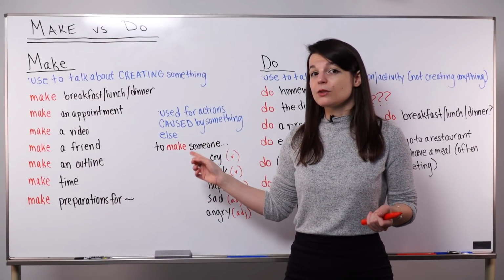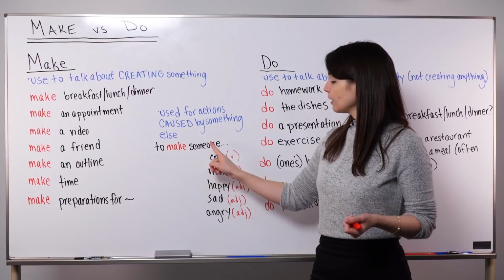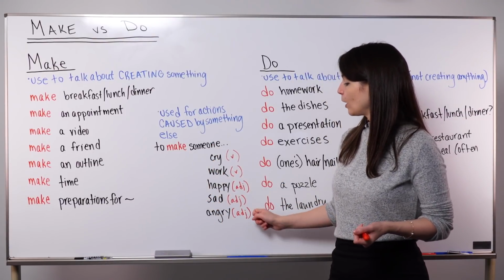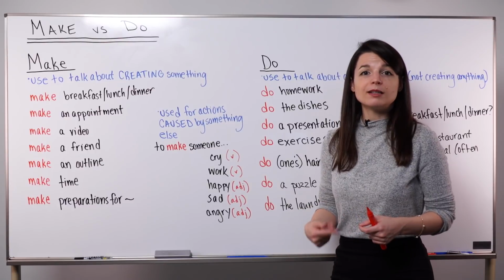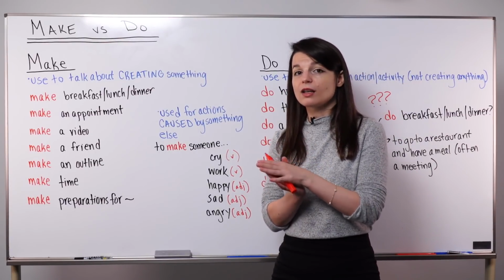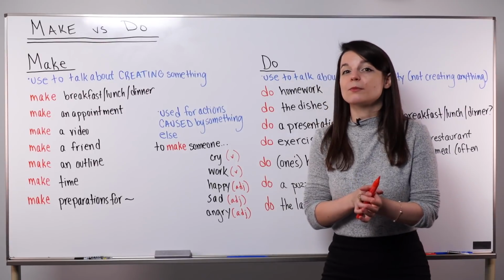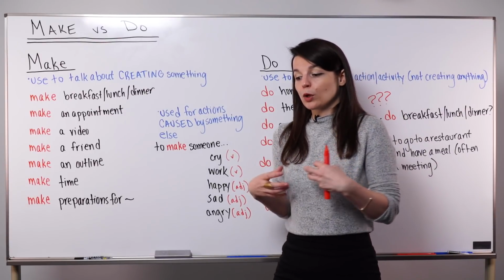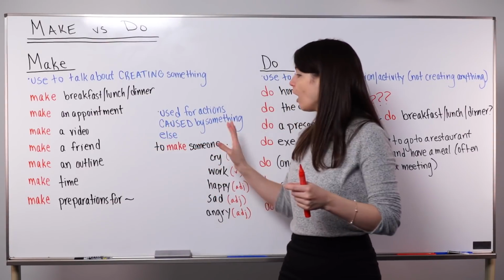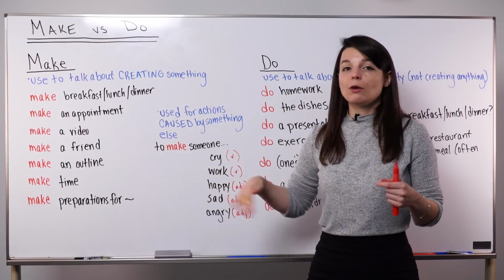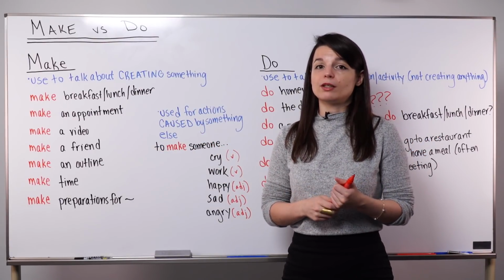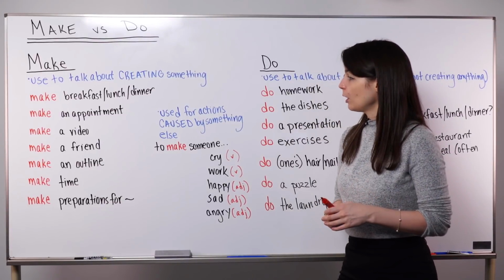We can also use adjectives here, like to make someone happy, or to make someone sad, or to make someone angry. Another way to say this is to cause someone to be sad, to cause someone to be happy, to cause someone to be angry. So again, we're creating an emotion in another person. All of these examples relate to creating something. That's really a key point with the verb make.